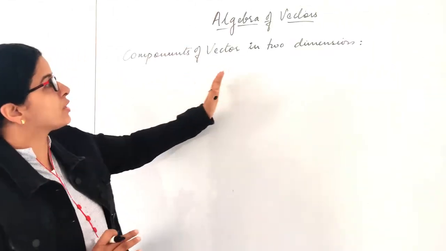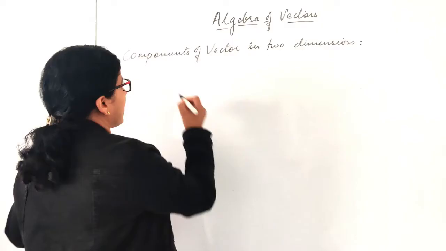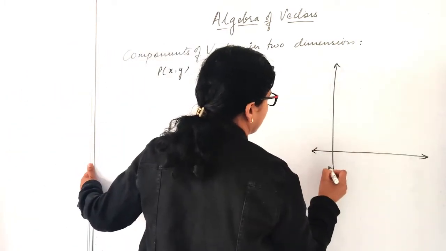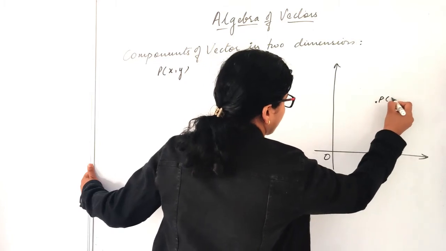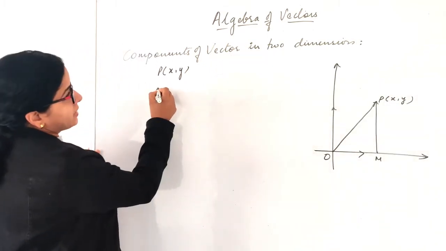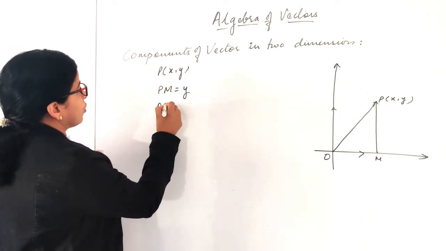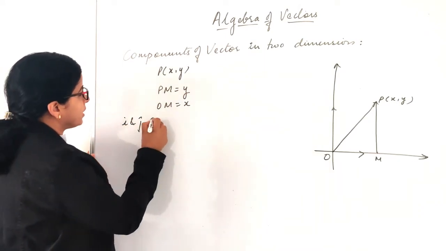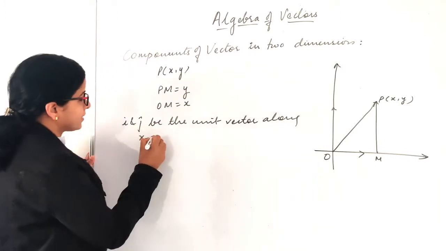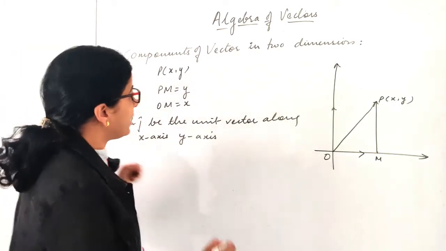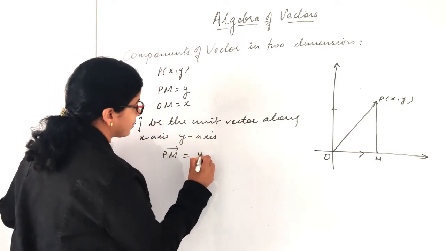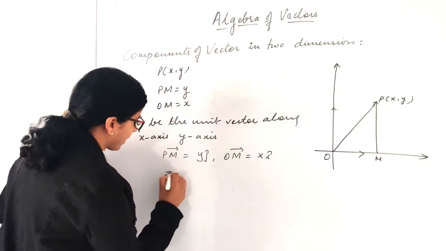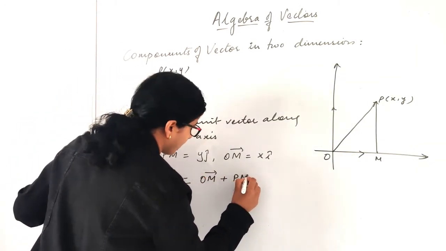So let us now learn the components of vector in 2 dimension. So say for example, I have a point P x comma y in the coordinate axis in such a way. So this is P x comma y point. So in that case, PM is y and OM is x. So if I assume i and j to be the unit vectors along x-axis and y-axis, how can I write? I can write my PM vector as yj and OM as xi, right? So I can write OP vector as OM vector plus PM vector, right?